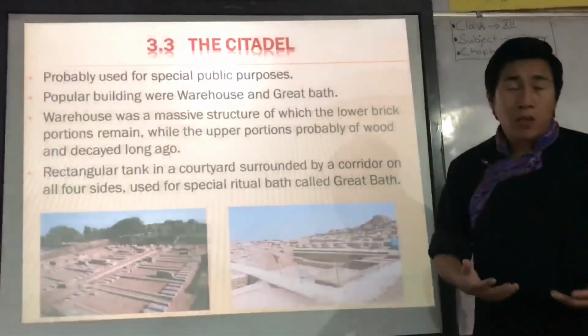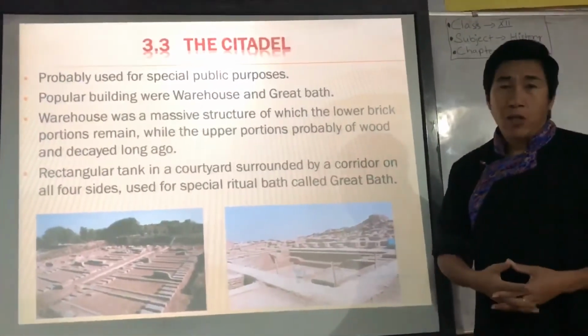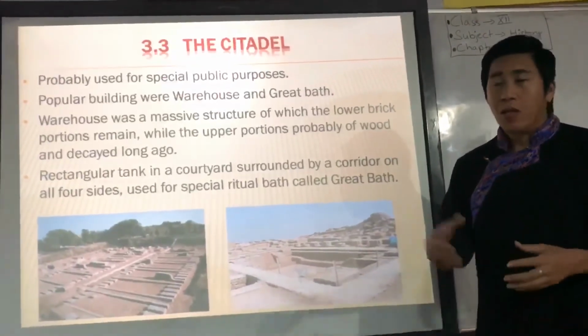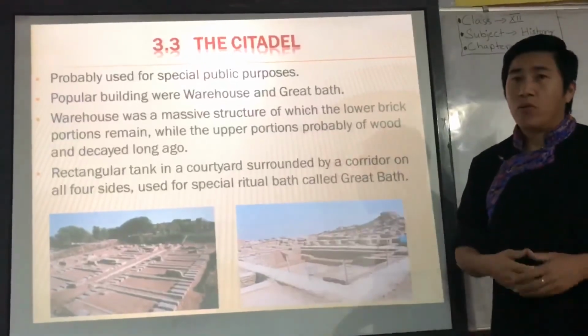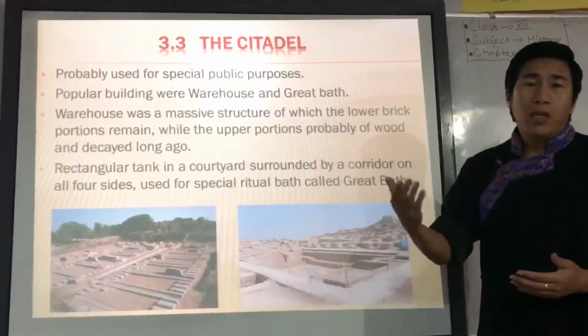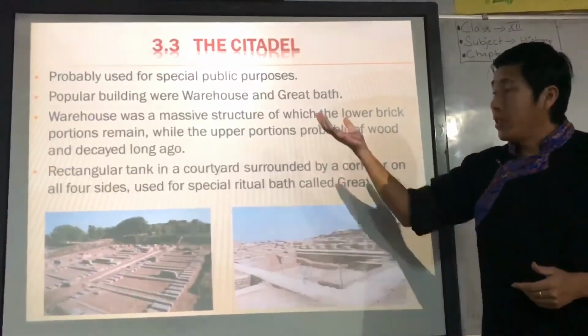And there were also public halls, right, where meetings used to be held between the public and the king. Right? So the citadel was actually exclusively for the rulers and kings, and they used to stay there.